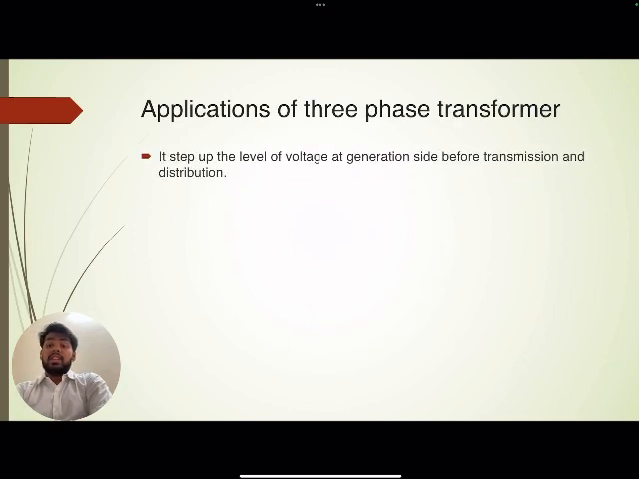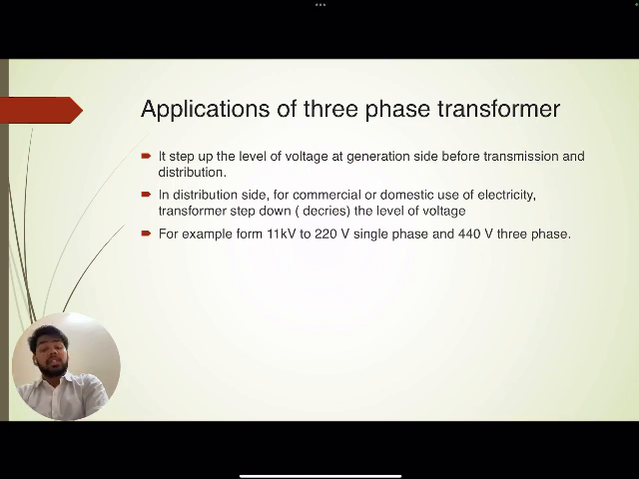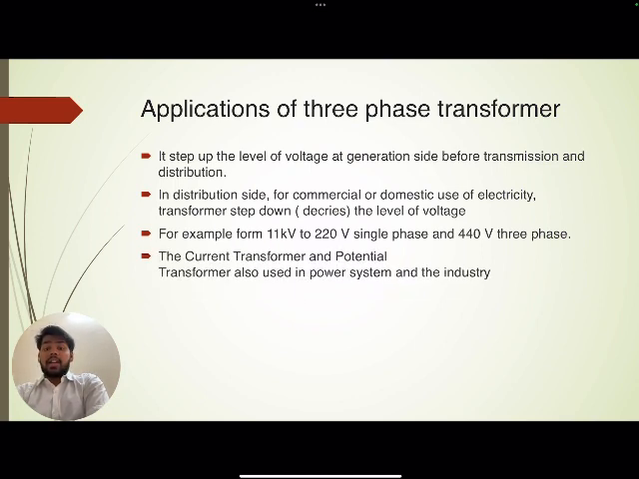Applications. It is used in stepping up the voltage at the generation side before transmission and distribution. On the distribution side, for commercial and domestic use of electricity, the transformer can also step down the level of voltage. For example, 11 kV to 220 volts single phase and 440 volts three phase. The current transformer and the potential transformer.